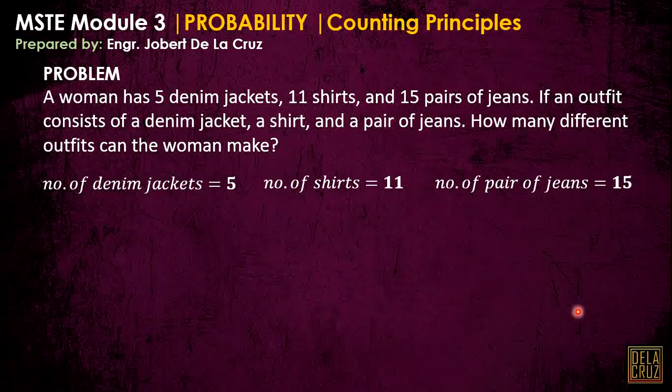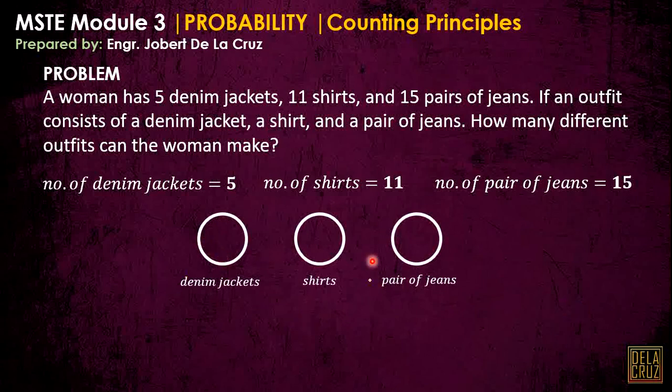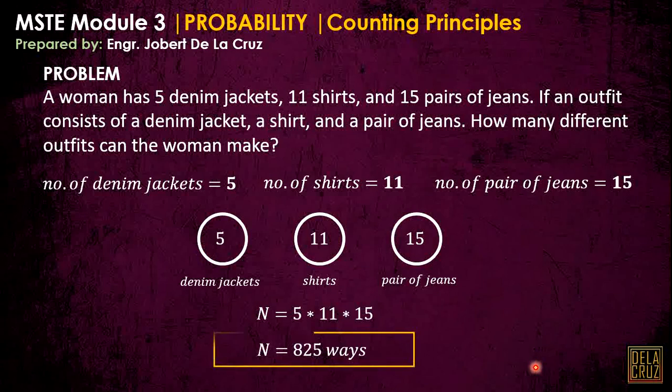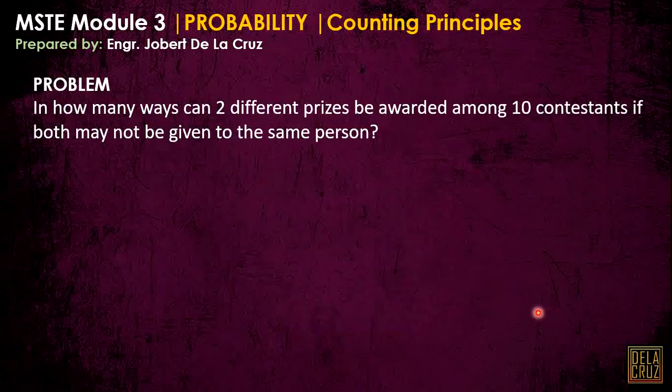Now, then we will represent our sample spaces, this one. Denim jacket, shirts, and pair of jeans. So, take note, for the denim jackets, 5 pagpipilian natin dito. That one. So, that should be 5. For the shirt, 11 yung pagpipilian natin. For the jeans, we have 15. Therefore, the total number of possible ways is just multiply that all. And that is 825 ways. Okay, so easy lang. Let's move on. Dito tayo.